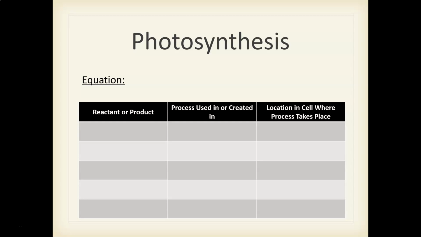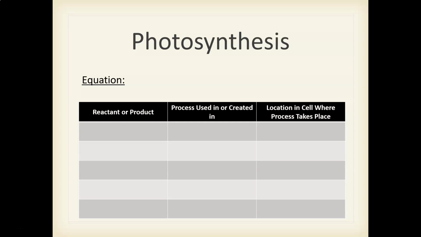So in addition to being able to memorize the chemical reaction for cellular respiration and where those products get used and produced and where those things take place, we're going to do the same thing here for photosynthesis. You should be able to recognize what the chemical reaction is, where those reactants are used or produced, and where those things take place in the cell itself. So let's work through this together.